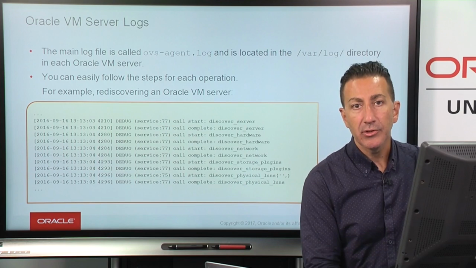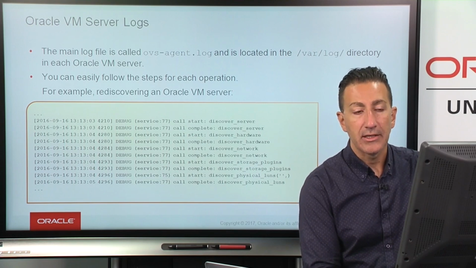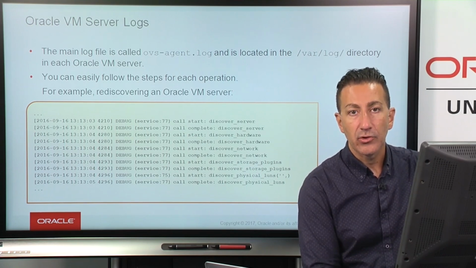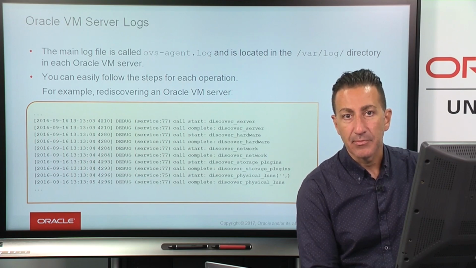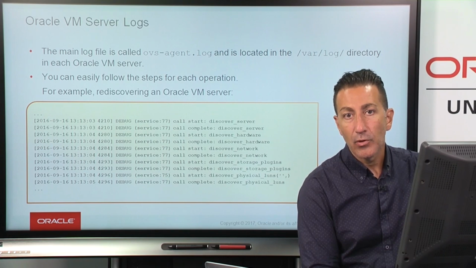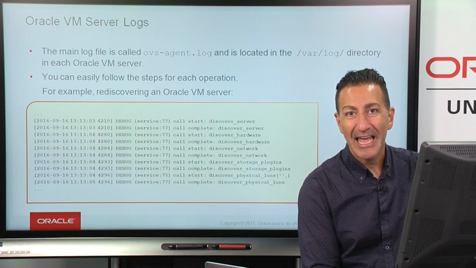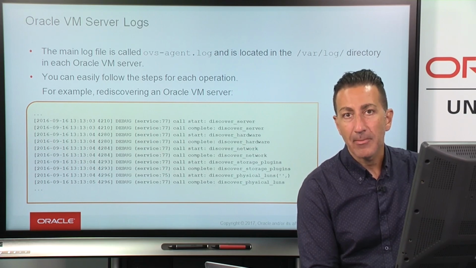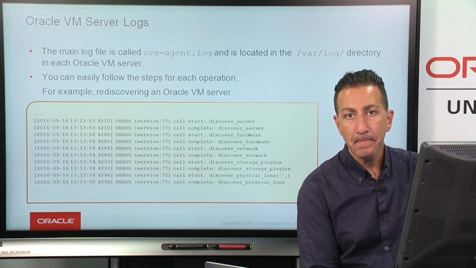For the Oracle VM servers, we also have different logs. The main log is called obs-agent.log, and this is located in the /var/log directory in each Oracle VM server. This is the log maintained, and the information is logged by the OBS agent process. So you can easily follow the steps for each operation. With your Oracle VM Manager user interface or the CLI, you perform any action on the server. You know that the VM Manager core application, a Java application, contacts the OBS agent and takes the action. So this is for any action that you send remotely to the server using the agent.